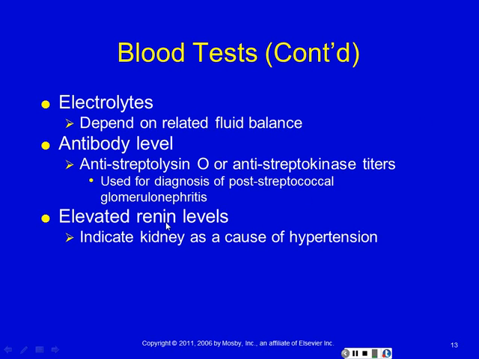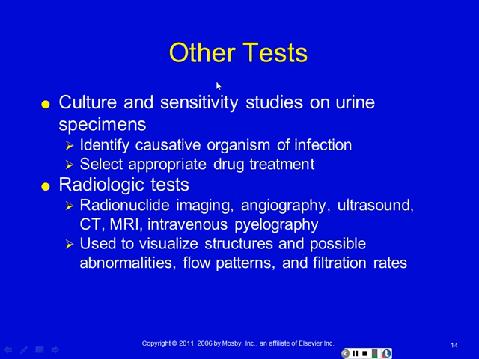Renin is secreted by the kidney in response to either inadequate blood flow or inadequate glomerular filtration rate. So essentially, when the kidney gets sick, it responds by increasing blood pressure. And a lot of times, that's not an appropriate response. The kidney ends up making its own problem worse, but we can get a renin level to help us make that determination. And then some other tests, culture and sensitivity.